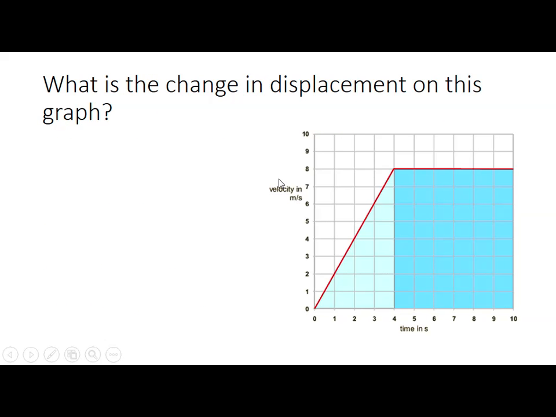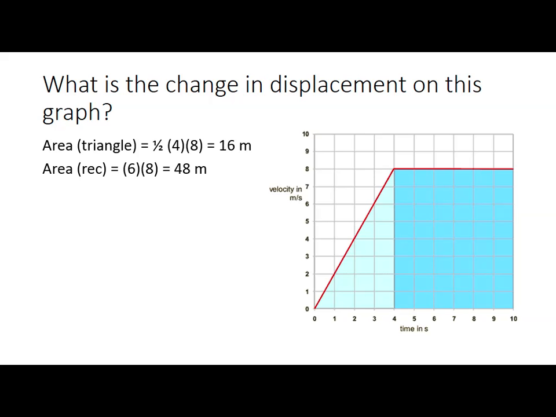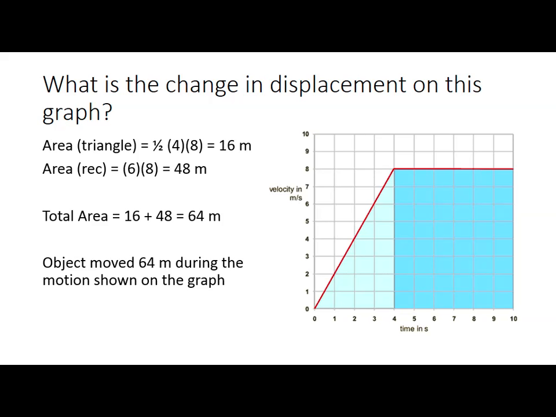So what is the change in displacement on this graph? I would find the area of the triangle in the first section of the graph while the line is sloping up. So 1/2 times 4 times 8 is 16 meters. And I'd add that to the area of the rectangle, which is 48. So the total distance you traveled is 64 meters. Object has moved 64 meters.